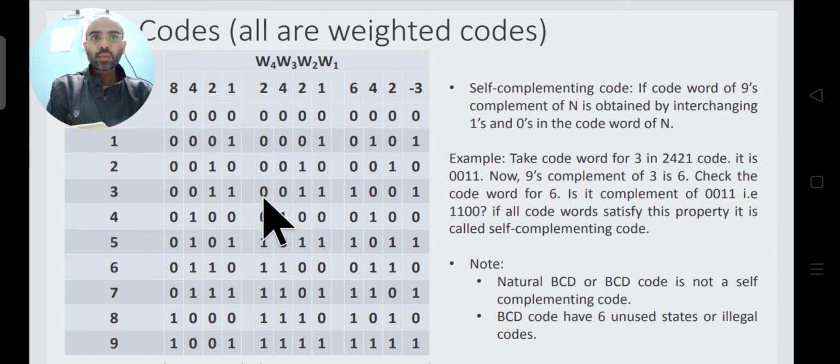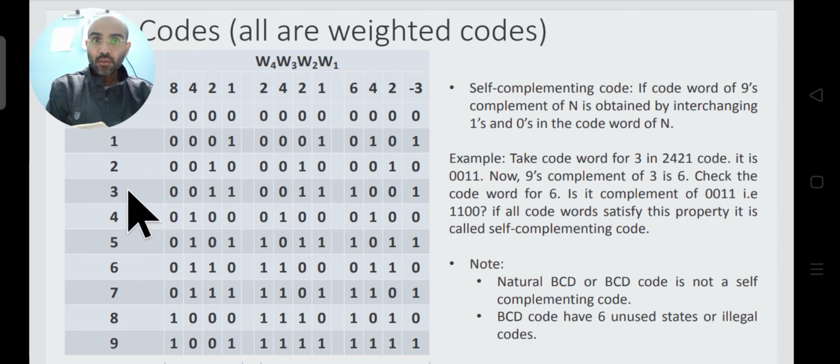Whereas if we check it for some other code, let's say 2421 code. In 2421 code, if I represent 3, it will be 0011. Now, if I again do the same thing and complement this particular number, it will be 1100. So this is also the ones complement of that number. The ones complement of the number is equivalent to the nines complement of the number.